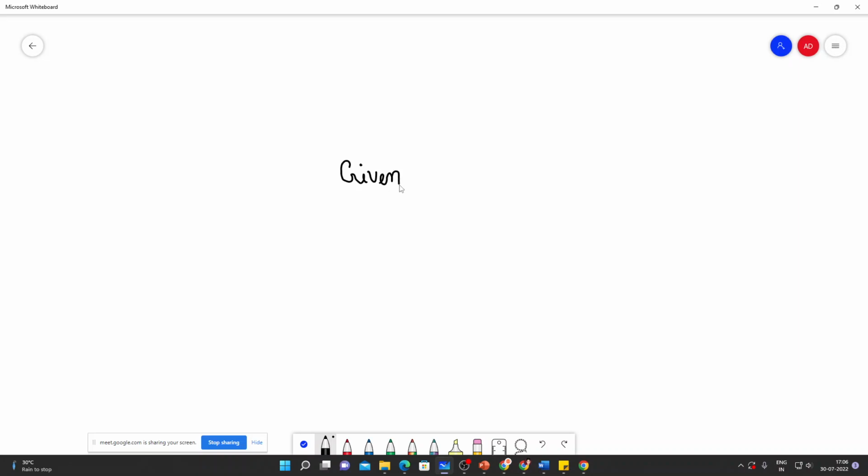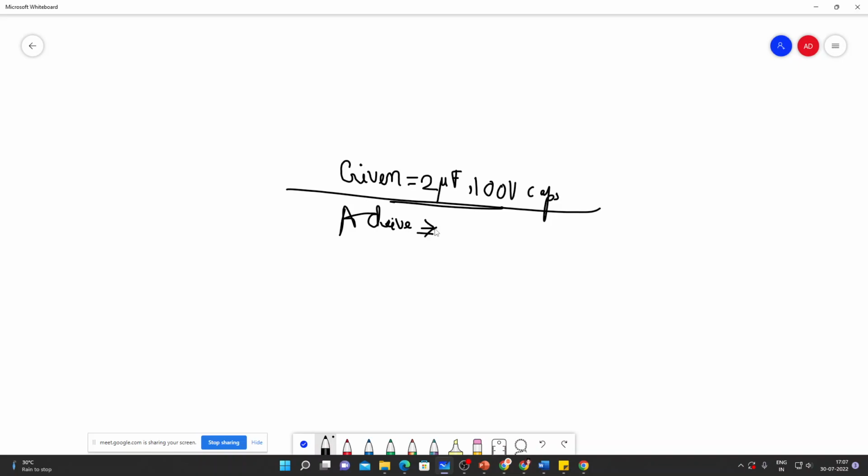Given is 2 microfarad 100 volt caps. You can have n number of these, and what we need to achieve is 1.5 microfarad, 800 volts. Sorry, should be point. This we need to achieve.